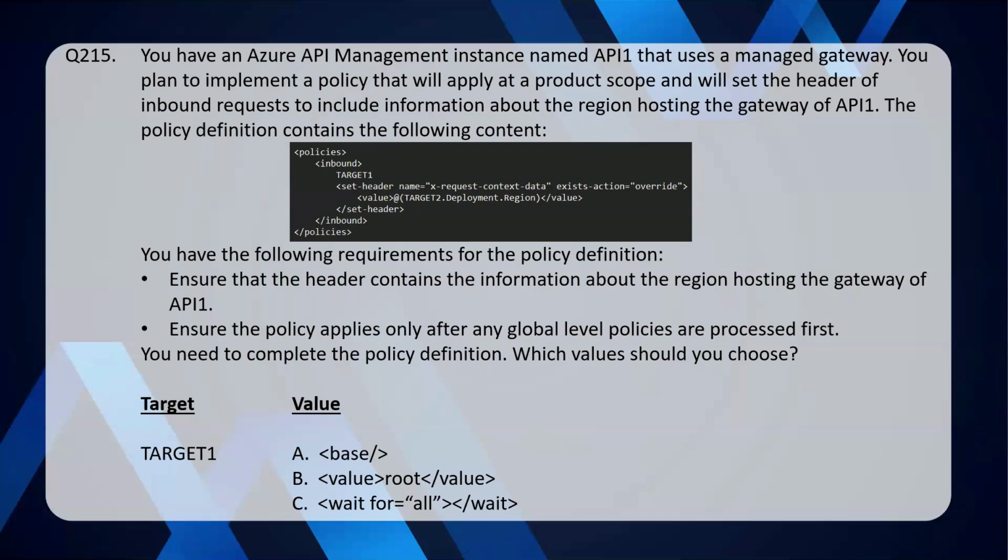Friends, for target 1, the correct choice would be option A, base. This ensures the policy runs after global policies, which is exactly what the question requires. Second part of the question is talking about target 2. Now friends, context is the right choice here. The context object provides runtime metadata, including deployment region info for the gateway.